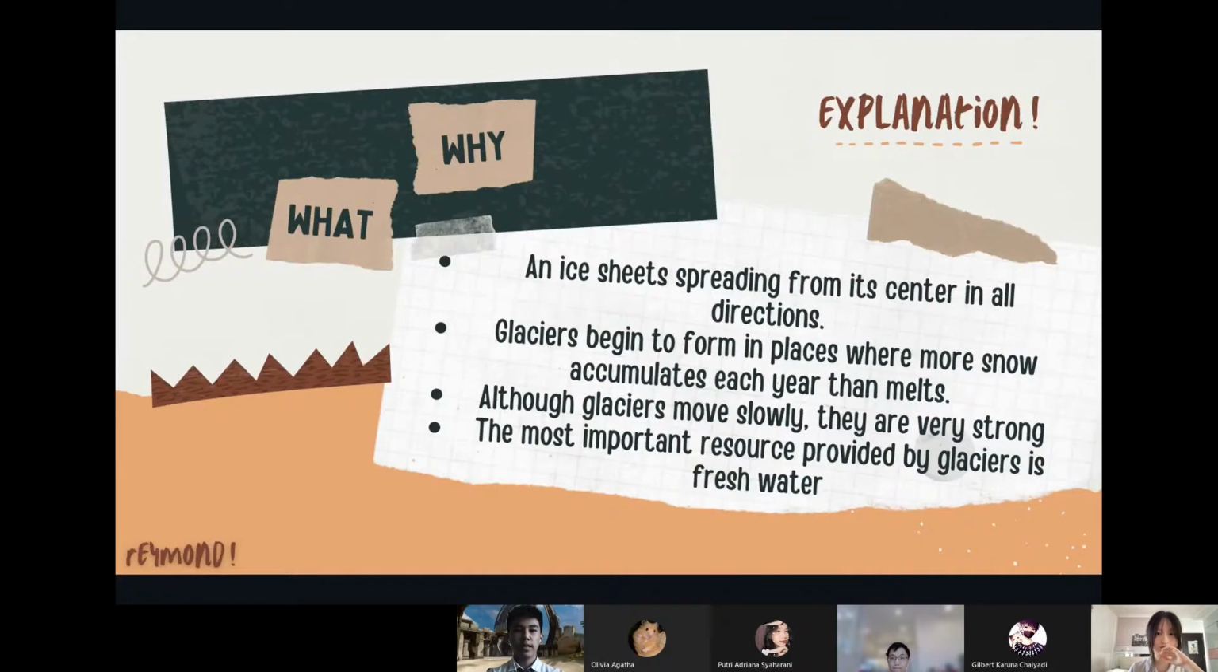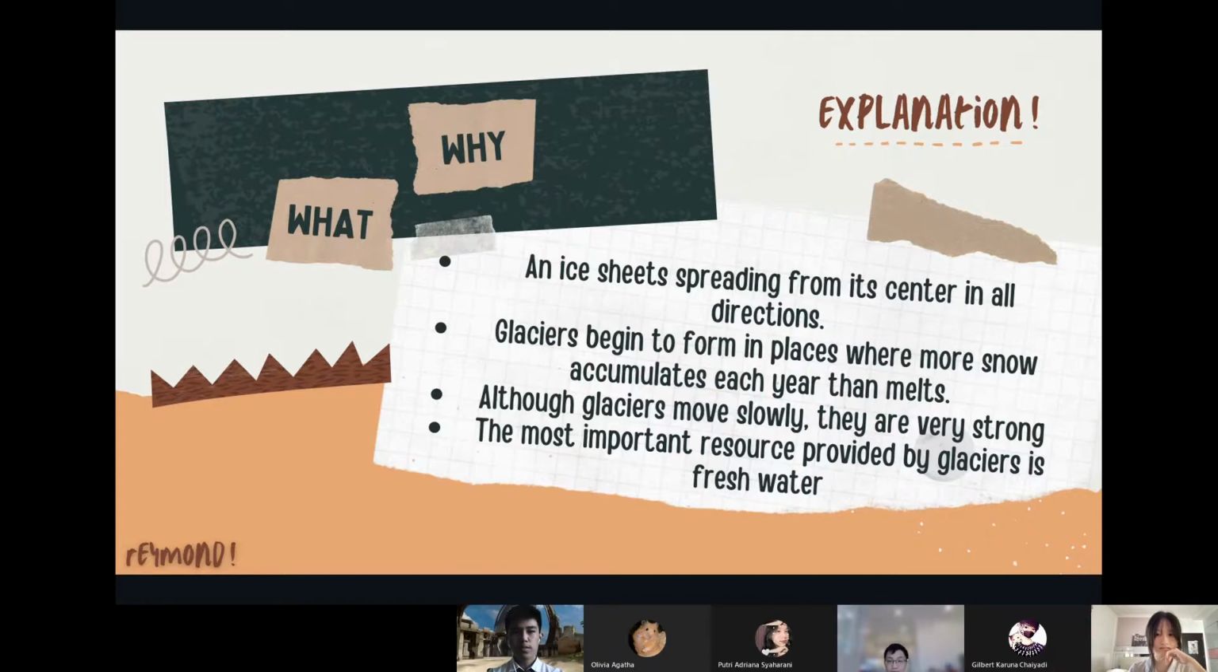An ice sheet spreads from its center in all directions. If the ice sheet spreads, it covers everything around it. Glaciers begin to form in places where more snow accumulates each year than melts. After it snows, the snow will solidify, slowly changing to something like crystal. If new snow falls, it will bury the snowflakes and the snow will become denser.